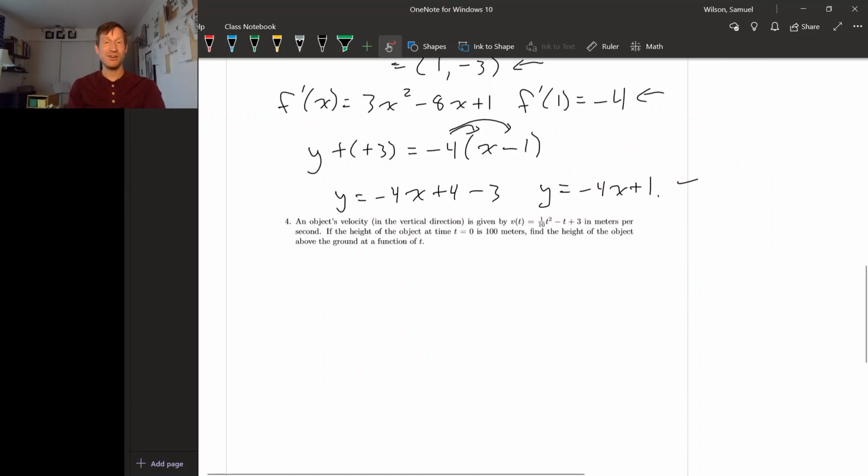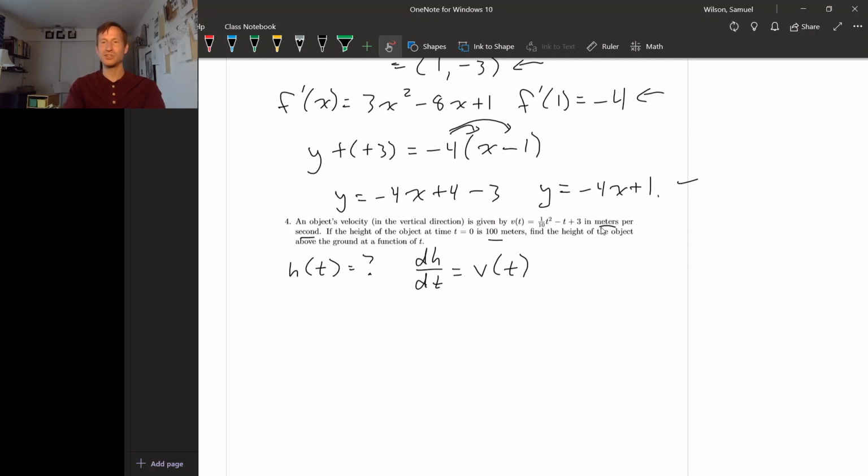All right, last question on this practice quiz. So an object's velocity in the vertical direction, so it's moving up and down, is given by 1/10 t squared minus t plus 3, and that's in meters per second, which makes sense because that's a velocity unit. If the height of the object at time t equals 0 is 100 meters, find the height as a function of t. So we're trying to find the height as a function of t. And we know, if you have a position function, its derivative is velocity.